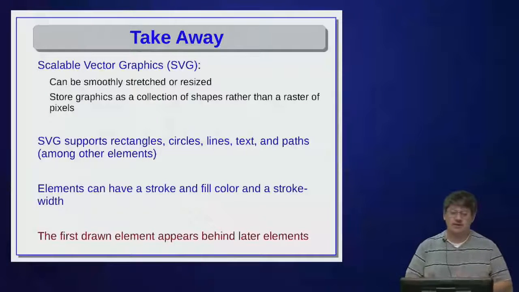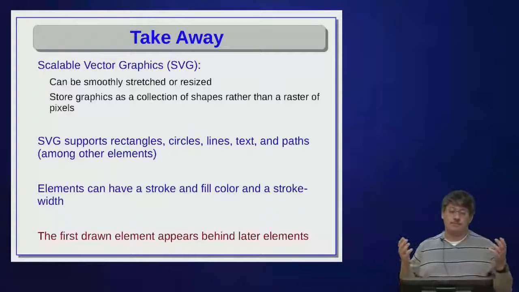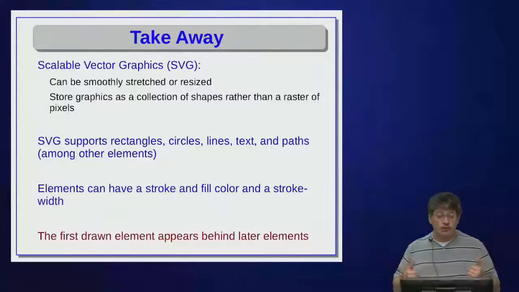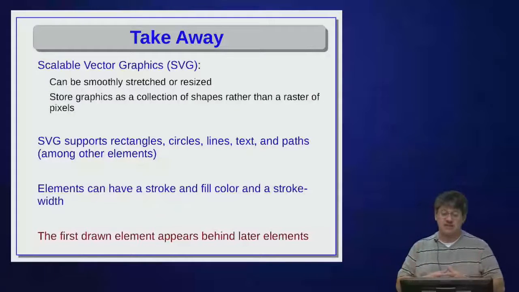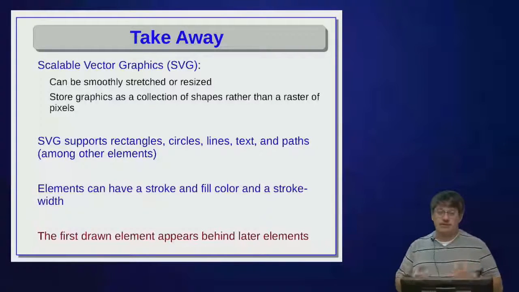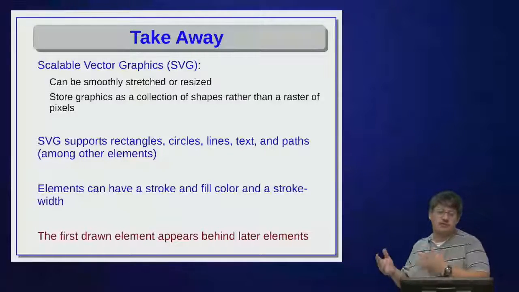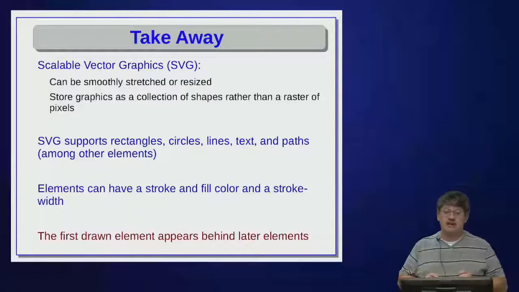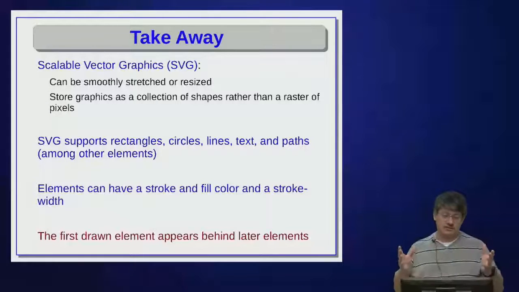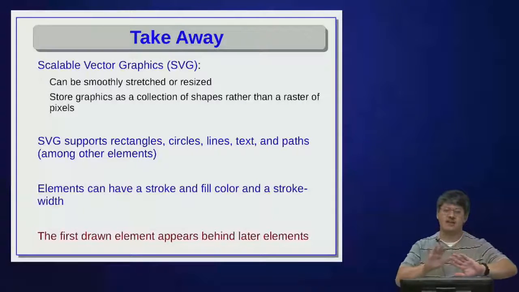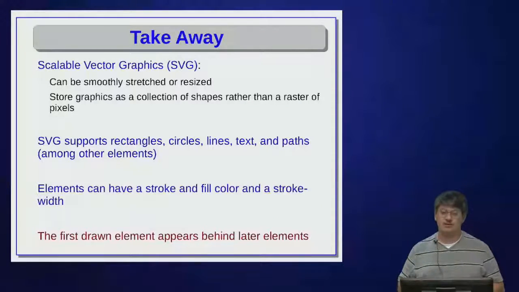So in summary, scalable vector graphics are very useful. They can be smoothly resized. They store data using a collection of shapes rather than a raster of pixels. Using SVG, you can draw lots of different shapes, but among them are rectangles, circles, lines, text, paths, and we're going to talk about several other things that you can do in the next lecture. You can set a stroke and a fill and a stroke width, or even a style on all of these elements. And it's really important to remember that the first element you draw will appear behind the other elements, so the order matters in the SVG document.